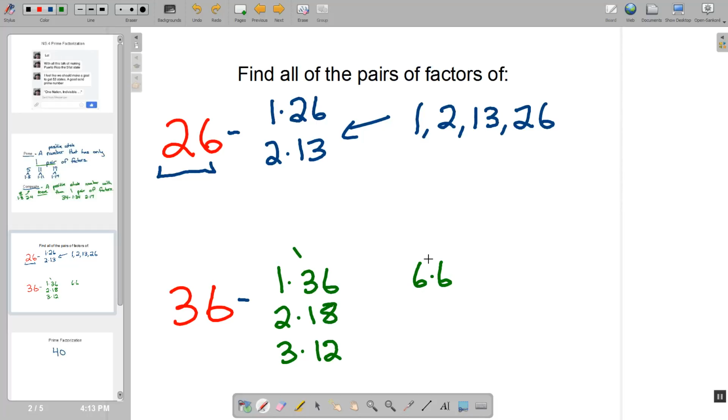Once you have the pair that's very close together or equal together, you know you should be done. So that is all of the factors of 36. Once again, we could write them in a line like we did before. Notice I do not rewrite the 6. And there is all of the factors of the number 36.